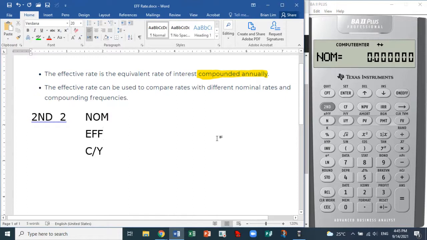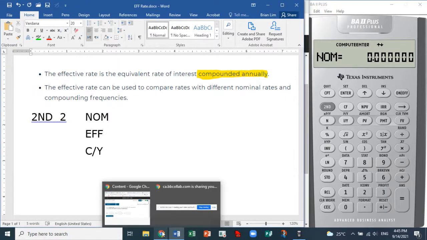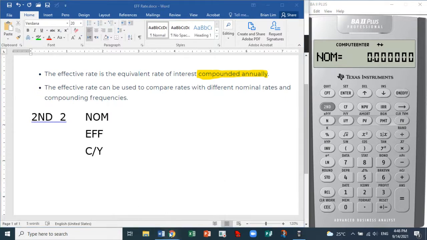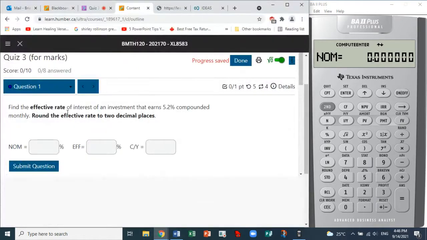All right, so when the compounding is annual as opposed to semi-annual, quarterly, monthly, etc., that annual compounding is the effective rate. All right, so let's look at what we have here in this question. We want to find the effective rate. So this 5.2% is what? Well, that is IY, and it's compounded monthly. So that means the CY value would be 12.